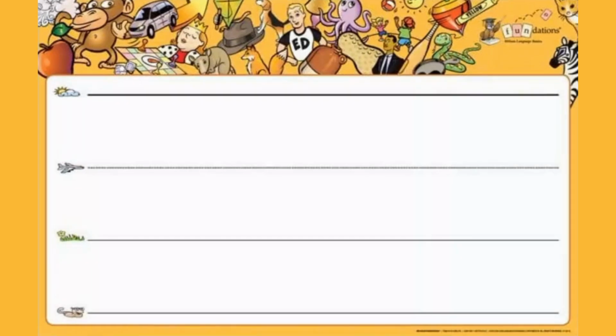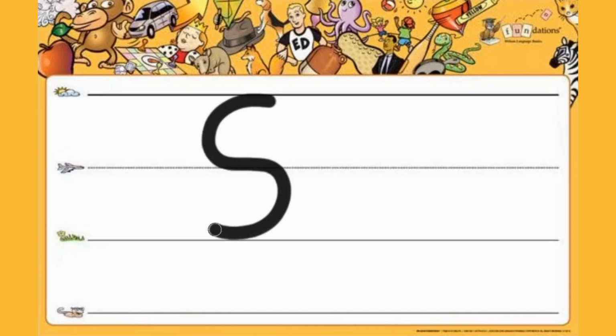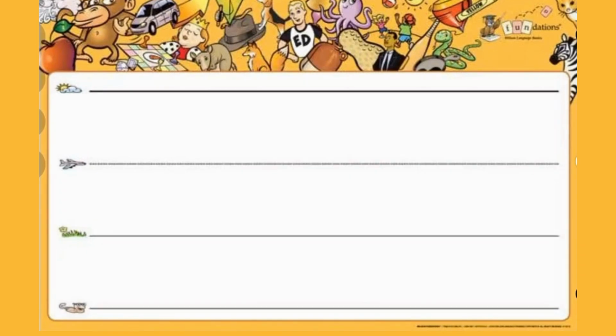For uppercase S, point to the skyline, trace back and curve into the plane line, and curve back to the grass line. For lowercase s, S is a plane line round letter. It starts on the plane line just like a C. Point to the plane line, trace back and it curves in, and goes back again and lands on the grass line.